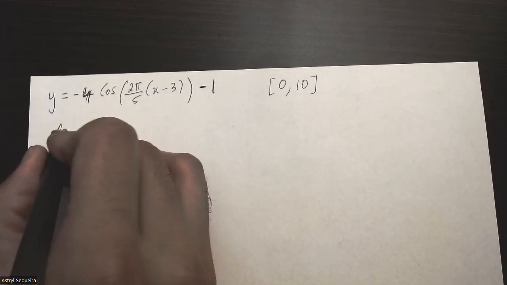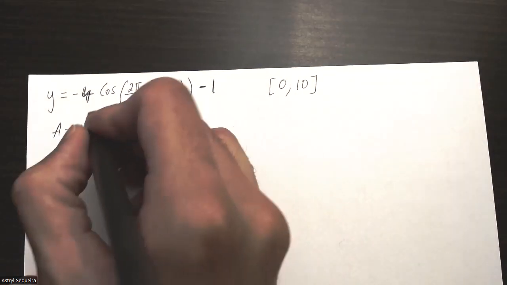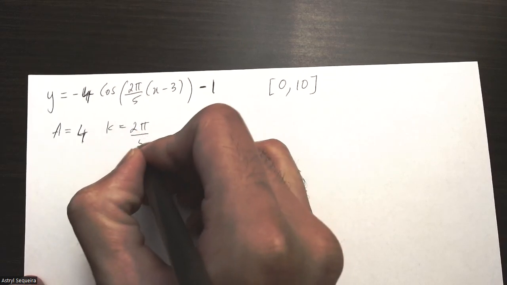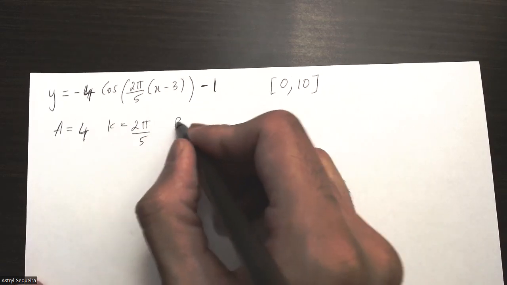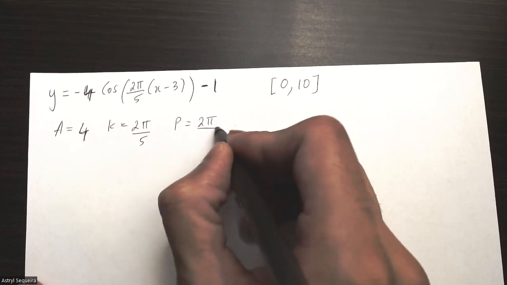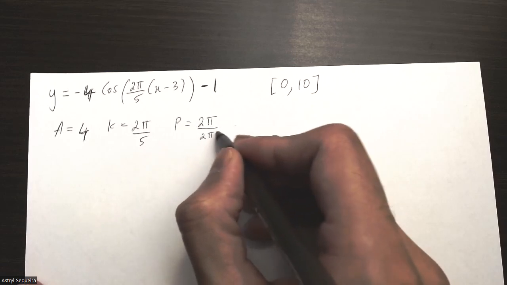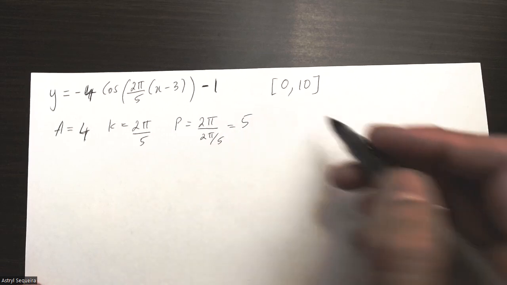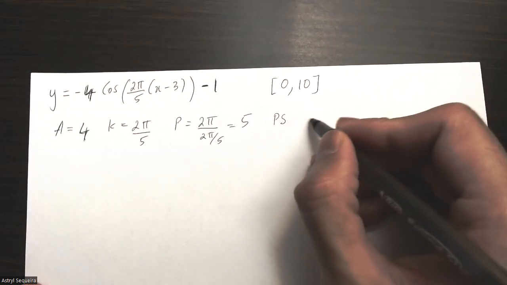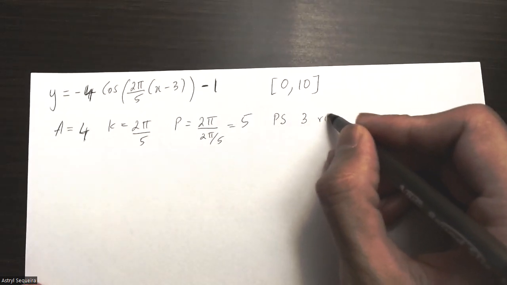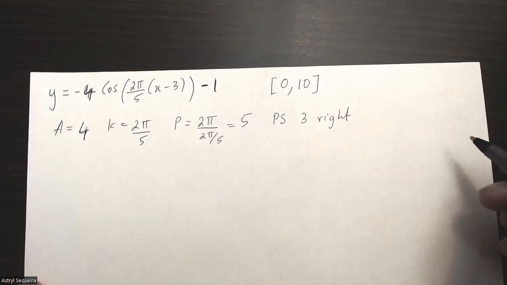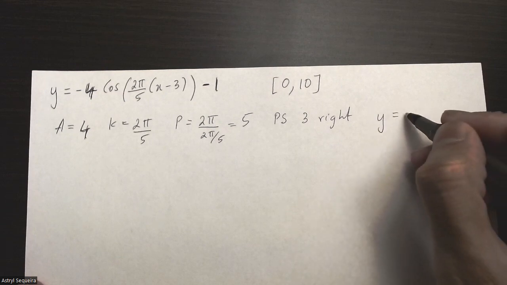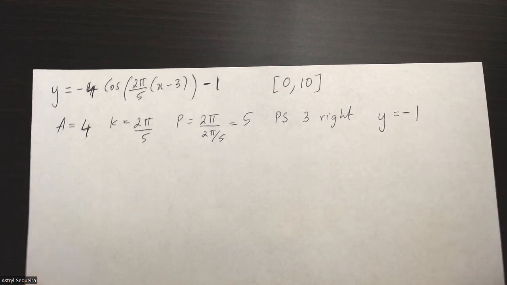My amplitude is 4, my k value is 2 pi over 5, which means that my period is 2 pi divided by k, which is 2 pi divided by 2 pi over 5, which is just 5. I have a phase shift of 3 units to the right. And I have an equation of axis of y equals negative 1.